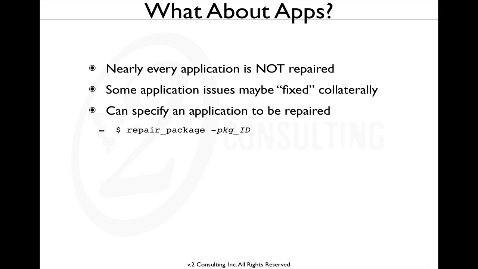So what happens about my applications? Not nearly every application is repaired. Some applications, though, may be fixed collaterally because you run repair permissions. If you have an application inside of /applications and it is not working because you can't read it, it's possible that running repair permissions, which in theory would fix the applications folder, may also fix your application. That being the case, though, you can specify an application to be repaired simply by running the repair package command and then the package ID.